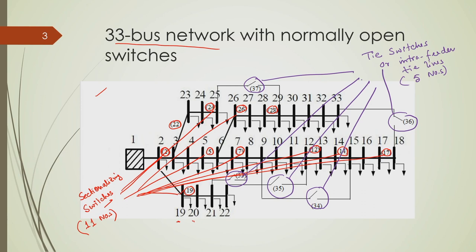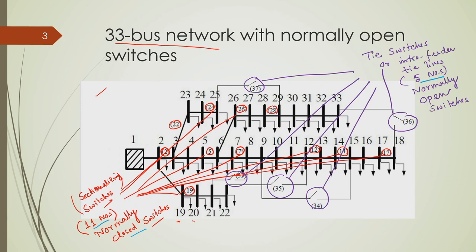okay. And they are normally open switches, whereas you can see that the sectionalizers are normally closed switches. Okay. So, in this example, you can see we have 11 sectionalizing switches, which are normally closed switches, and we have 5 intra feeder tie lines or tie switches.